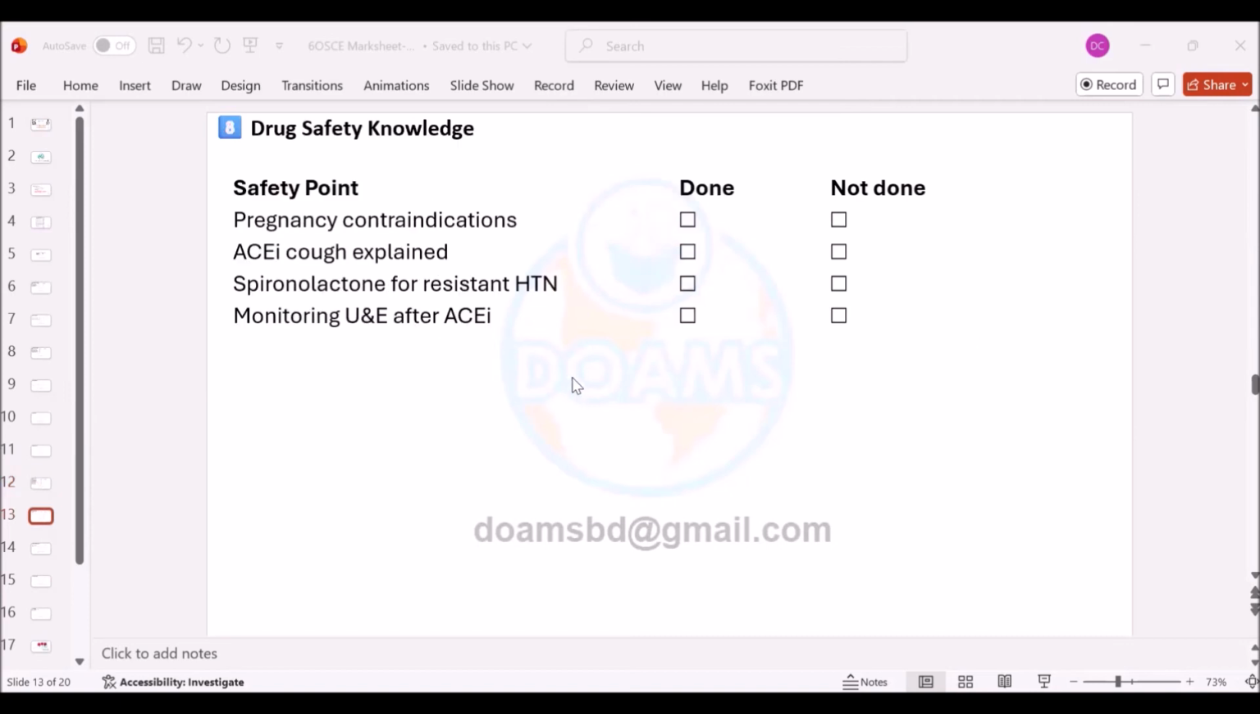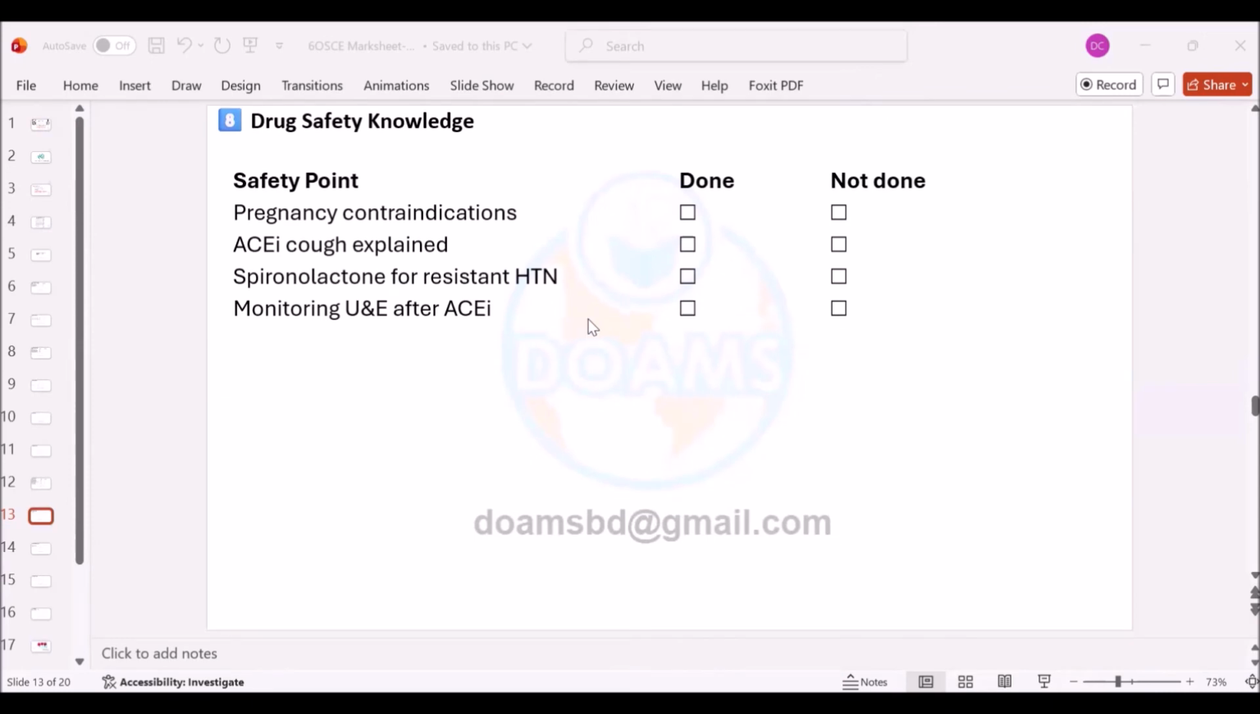Next point, Dr. Javed. Safety points: pregnancy contraindication, ACE inhibitor cough explained, spironolactone for resistant hypertension, monitoring U and E after ACE inhibitor. This is case to case variable, right? If you don't start an ACE inhibitor, there is no need to mention urea and electrolytes after a few days. So according to the case, you must include it. If you are dealing with a pregnant patient, definitely contraindication of the drug should be said there. So in the mark sheet, the examiner actually has hidden information like this.